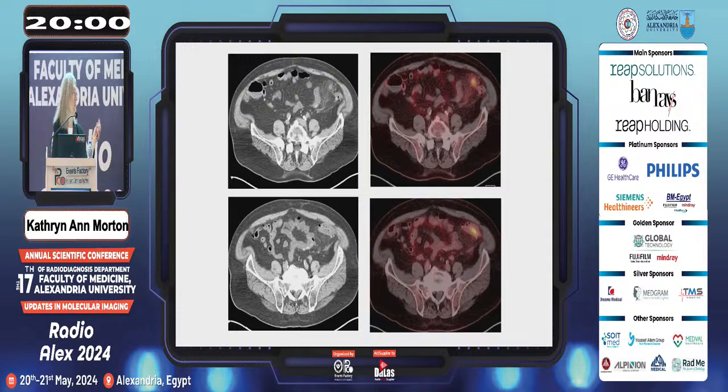I think my pointer just died. Maybe need another battery. I'll try to point with the mouse here, although it's kind of hard to see.